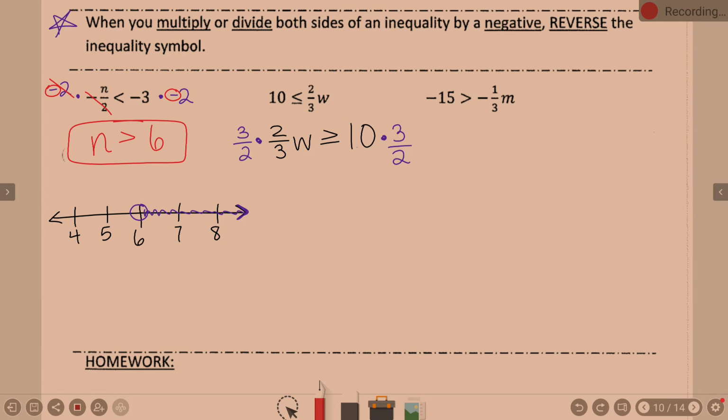Now, on the left, you guys, the cross canceling idea, right? A 3 on top cancels with a 3 on bottom. A 2 on top cancels with a 2 on bottom. So at that point, we're left with W. Now, what about 10 times 3/2?